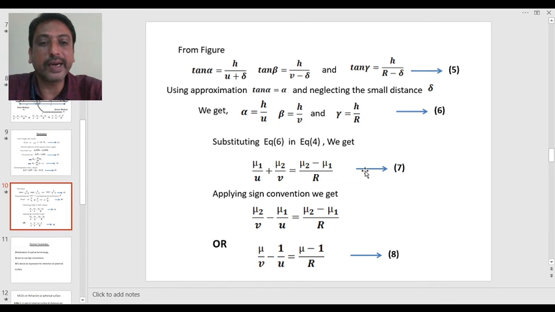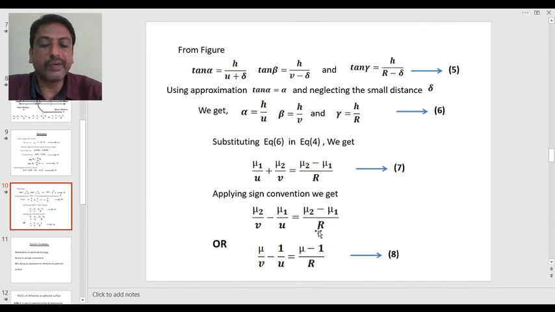Therefore I can write equation 7 as mu2 divided by v minus mu1 divided by u. I have just shifted the position of u and v, since u is going to get a negative sign. So I can write it as mu2 minus mu1 divided by r.